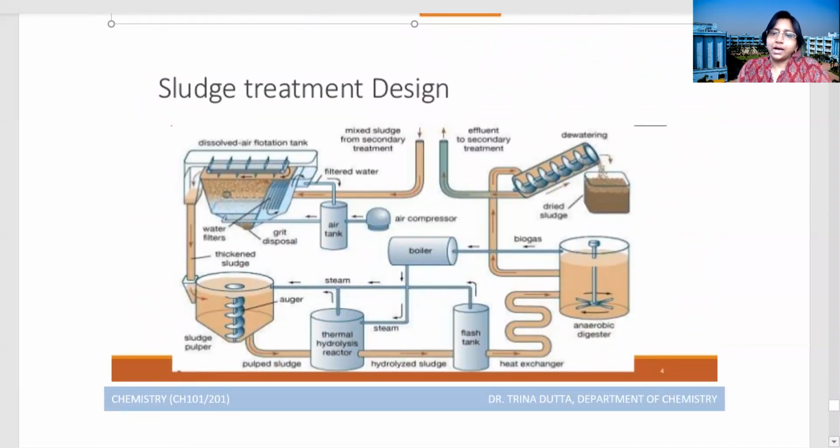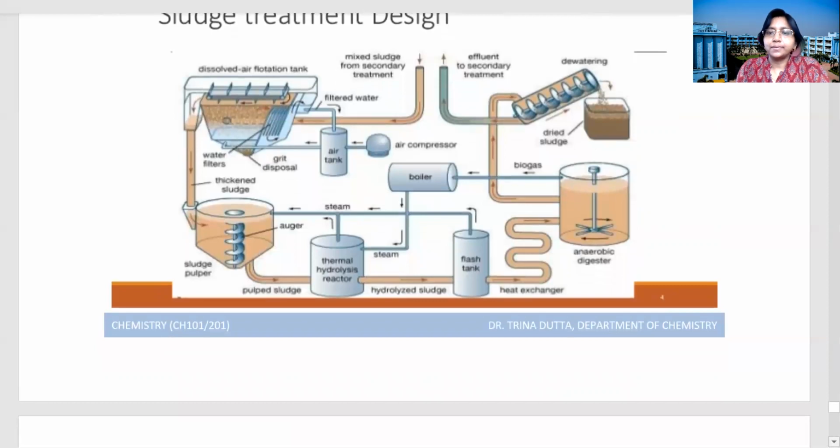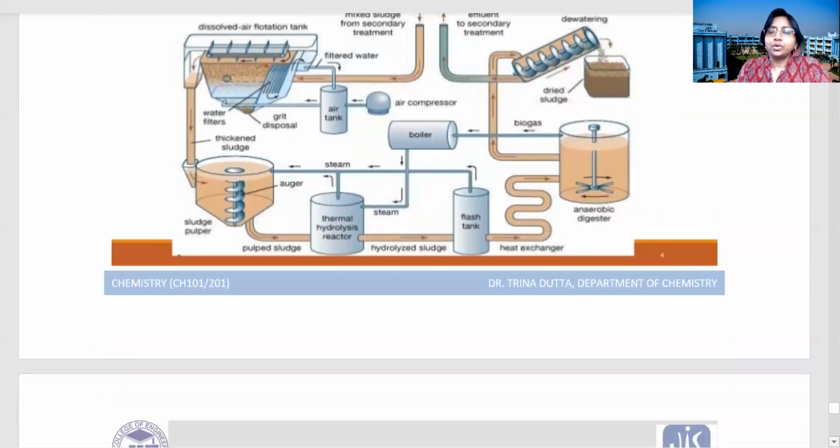From this sludge, we can create biogas. Another thing, first of all, we have to dry the sludge to remove the water it contains. After that, it can be used for construction purposes, like building construction and road construction. Then there will be no harmful effect.